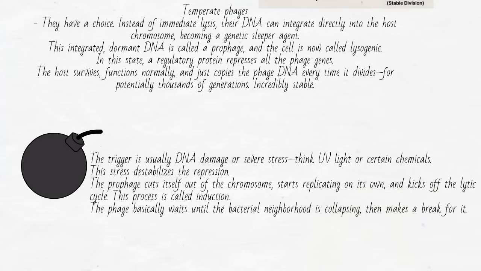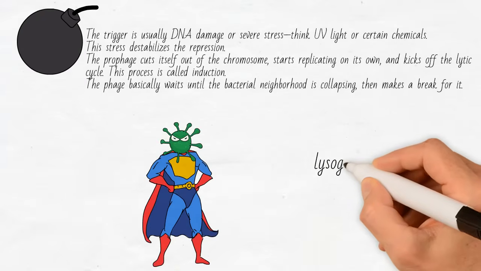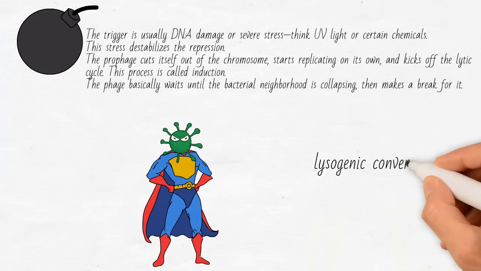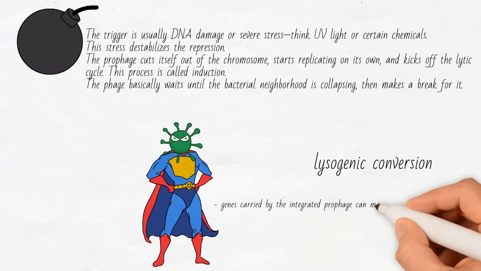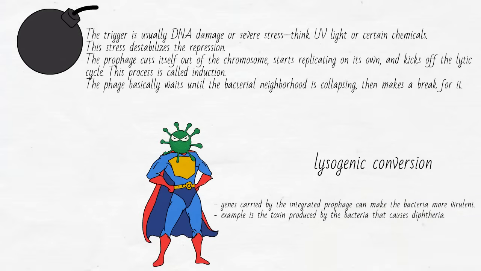Smart, right? But even better for the bacteria, while that prophage is dormant, it can grant new powers. We call this lysogenic conversion. The genes carried by the integrated prophage can make the bacteria more virulent. A classic example is the toxin produced by the bacteria that causes diphtheria. Without the prophage, the bacterium is harmless. With the prophage, it becomes deadly. It's the ultimate biological hitchhiker.